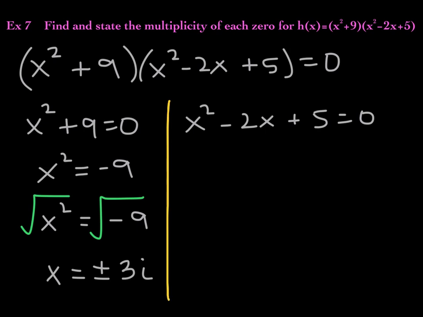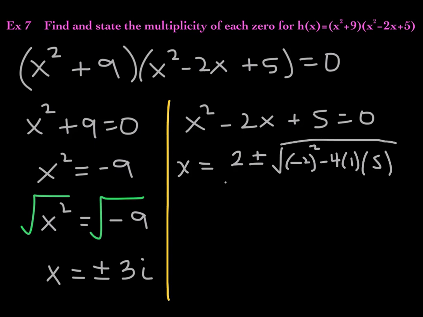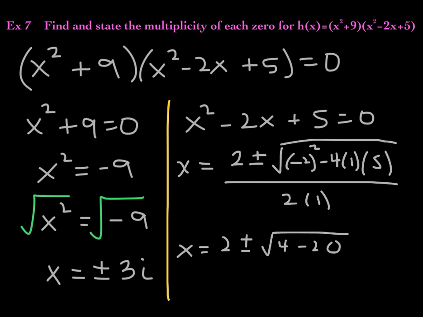All right, so the quadratic formula says that x is equal to positive 2 plus or minus the square root of negative 2 squared, minus 4 times 1 times 5. All right, I did it. And then don't forget, all over 2 times 1. Okay, so simplifying this, you'll get 2 plus or minus the square root of 4 minus 20, all over 2.